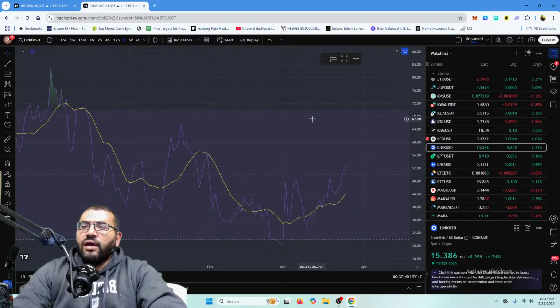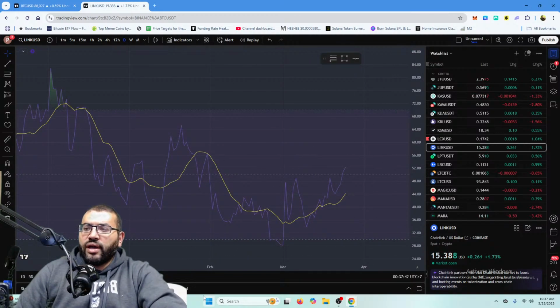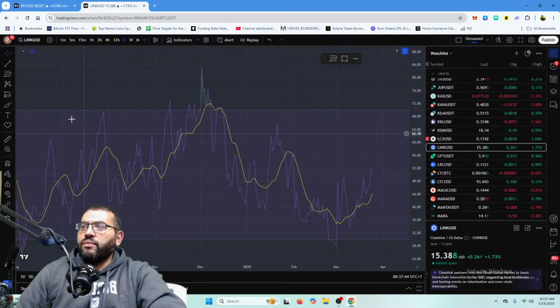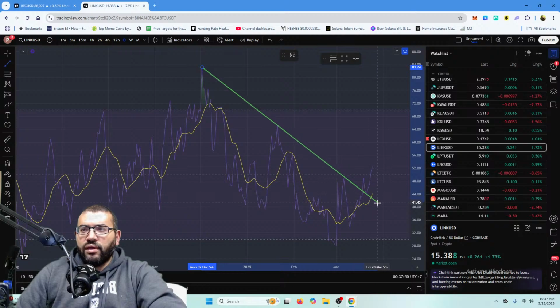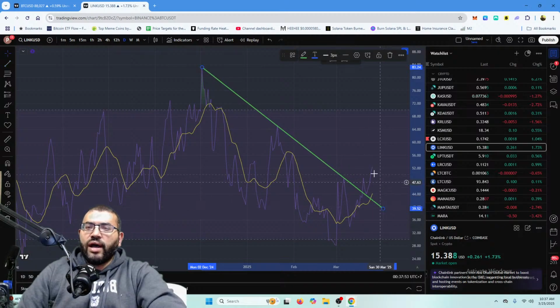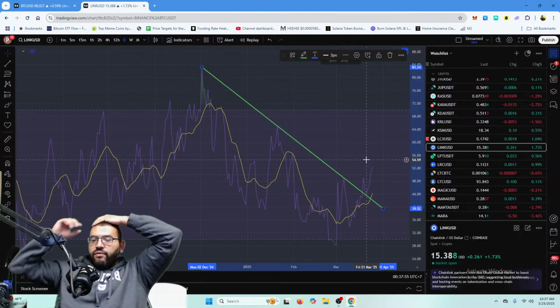So Chainlink. Now, regular RSI. Here's another pattern that I'm noticing with a lot of cryptos, a lot of altcoins, with RSI. You can do this with RSI. Look at that. Oh, wow. Look at that. Beautiful. I didn't even notice that.